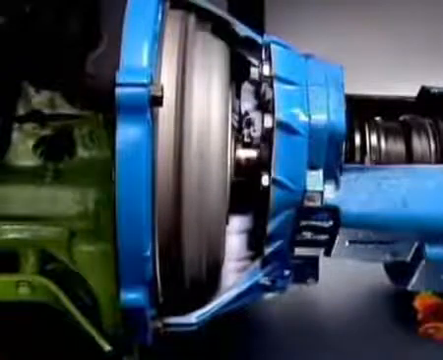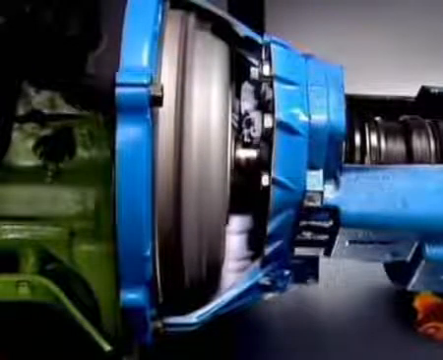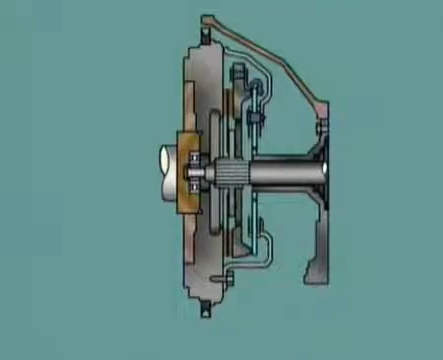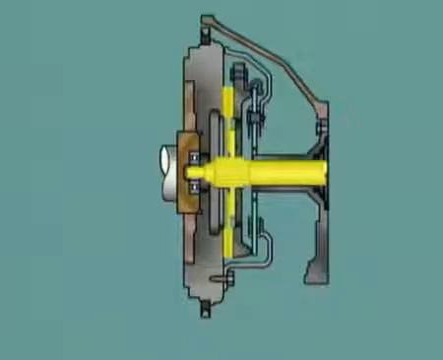With engine rotation, the flywheel and clutch assembly rotate as one unit. Engine torque is transferred from the flywheel through the friction facings to the splined hub and into the transmission.